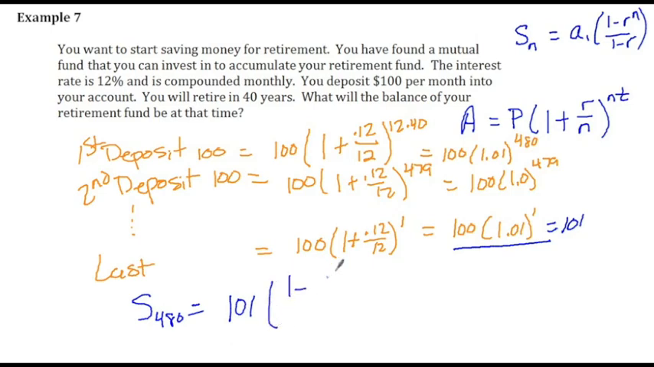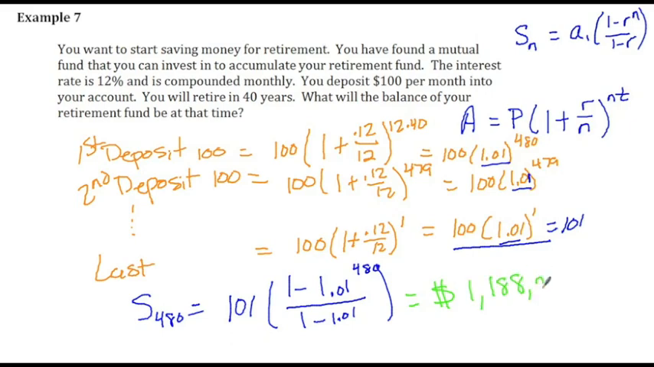And the r value here, I forgot my 1 there, the r value is 1.01 because that's how much it changes by each time, right? So 1.01. Now the n is, we're doing it for 480 months, over 1 minus 1.01. And when you use your calculator, you're going to get a nice humongous number of, get ready for this, 1,188,242, and don't forget your 2 cents. That is quite a bit of money if you do $100 a month for 40 years at 12% interest.